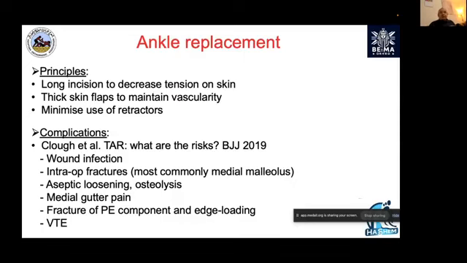So the complications from ankle replacement are definitely wound infection, as with any replacement. Intra-op fracture, and commonly the intra-op fracture comes from the medial malleolus. This complication is much less now, because we're now using PSI, or patient-specific instrumentation, which gives us a template of where to cut, and this keeps us away from fracturing the medial malleolus. Then aseptic loosening and osteolysis. Medial gutter pain, and this is very common if you don't clear the medial gutter after you do the replacement. Then fracture of the poly and VTE.